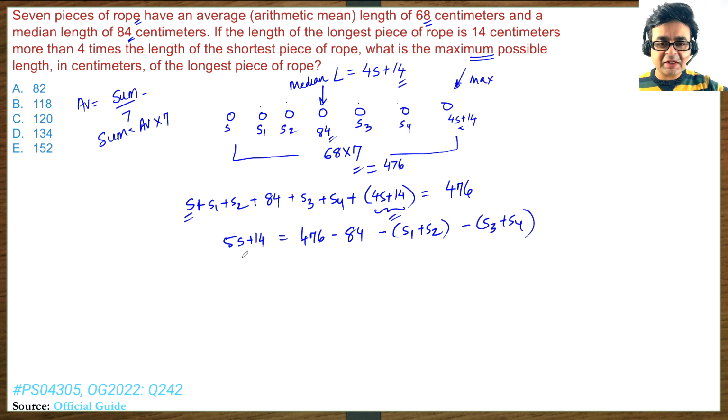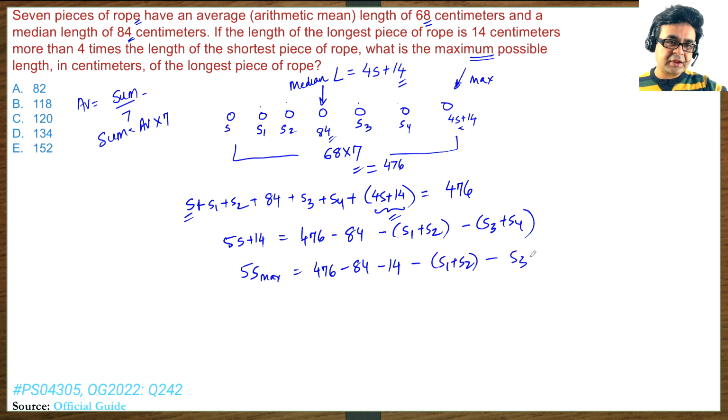All I'm saying is 5s max would be equal to 476 minus 84. I'm bringing the 14 here as well, minus S1 plus S2 minus S3 plus S4. And since I need to maximize this, I need to minimize this. So this is where the next step of statistics concepts come into play. What is the minimum possible value of S1 and S2?